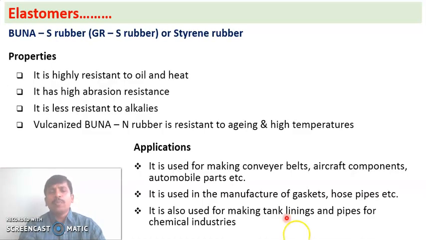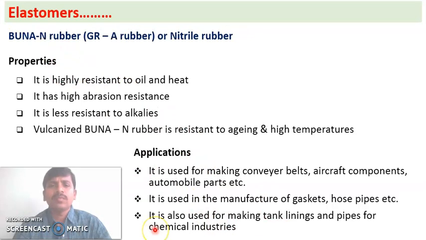Next, coming to the properties of Buna rubber. It is highly resistant to oil and heat. So when it comes in contact with oil or heat, Buna rubber has high resistance. It can tolerate high temperatures, and it is resistant to oil also. It will not react with the oil. No bulging, no swelling when oil comes in contact with the Buna rubber. And another property is high abrasion resistance. So no loss of Buna rubber when friction is generated. So it has high abrasion resistance.